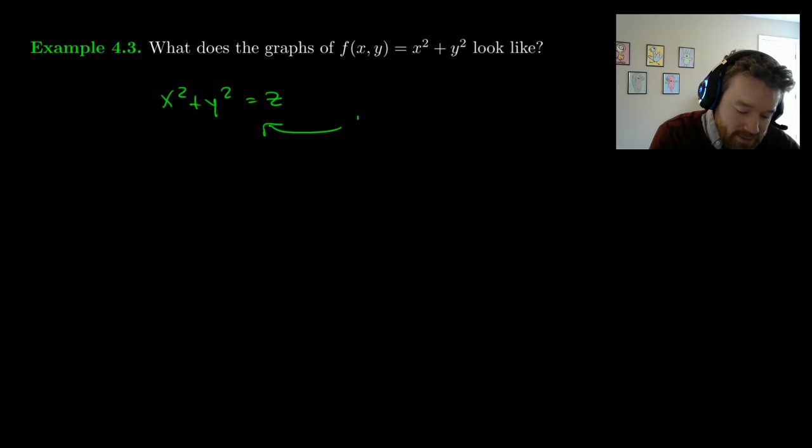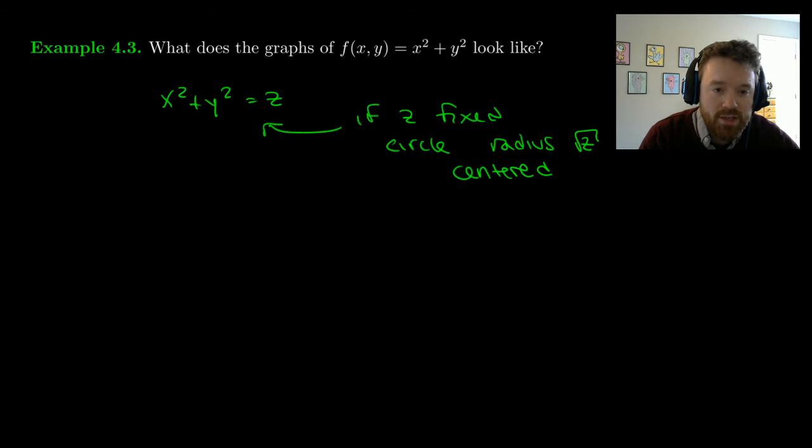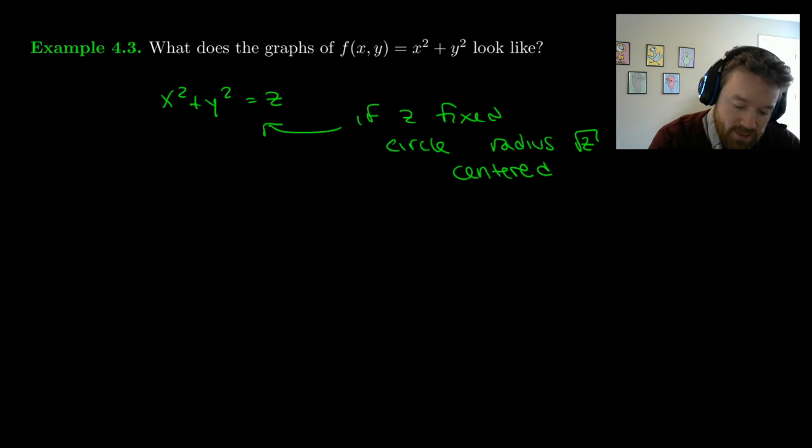If z was fixed, this is a circle, right? It's a circle of radius square root z, centered where? Well, x squared plus y squared, that's going to be, well, actually, x squared plus y squared is a cylinder, right? I mean, all of these circles are going to be centered somewhere on the z-axis, and the height is going to be given by z. So this is centered at 0, 0, z.